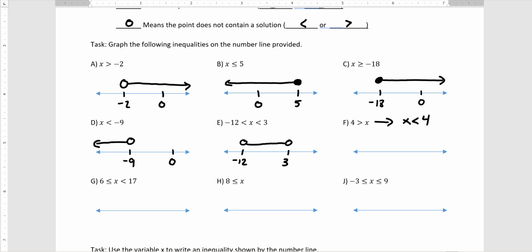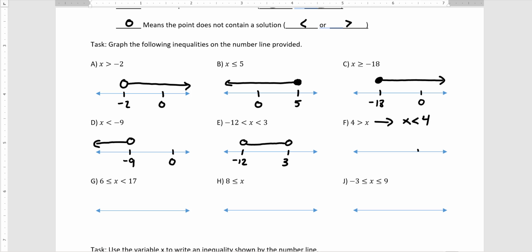You could always say 4 is greater than x. Like, that makes sense. It's not wrong. But that's more difficult to visualize. That's more difficult to comprehend if we're looking at this inequality, rather than x is less than 4, which is very straightforward. X has to be smaller than 4.